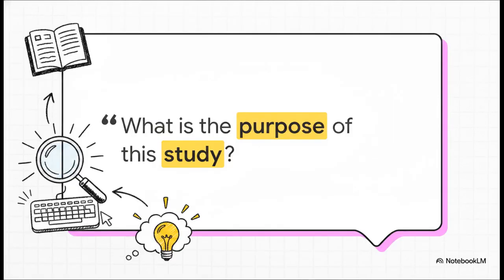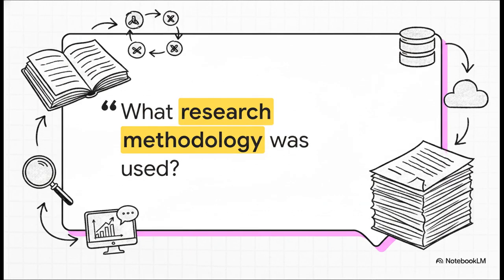And this perfectly illustrates how it changes the game. Instead of manually hunting through an introduction or an abstract, you can simply type a question directly to the document. Something like, "What is the purpose of this study?" And boom, the AI instantly extracts the core answer for you. Let's take it a step further. Say you ask what research methodology was used. Imagine just skipping the skim reading entirely.